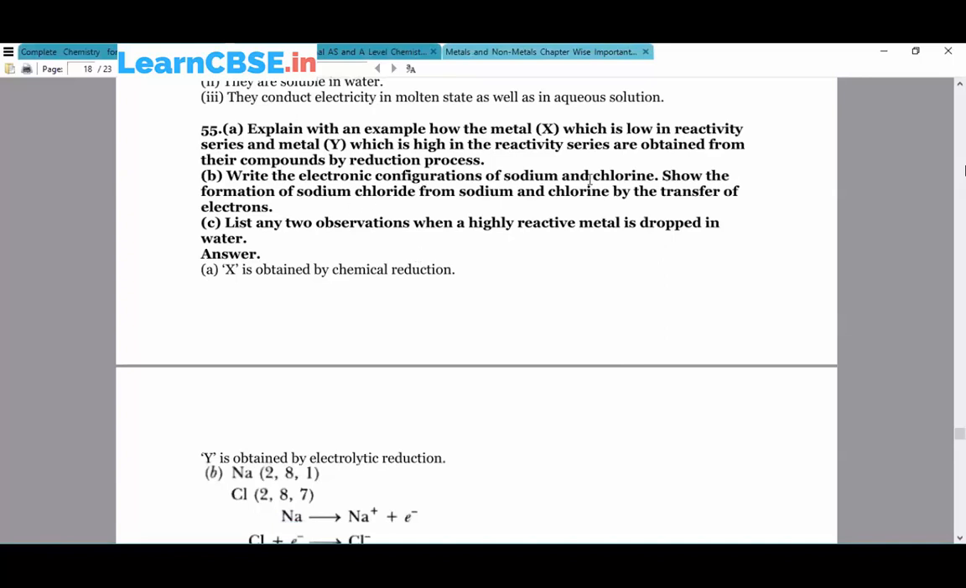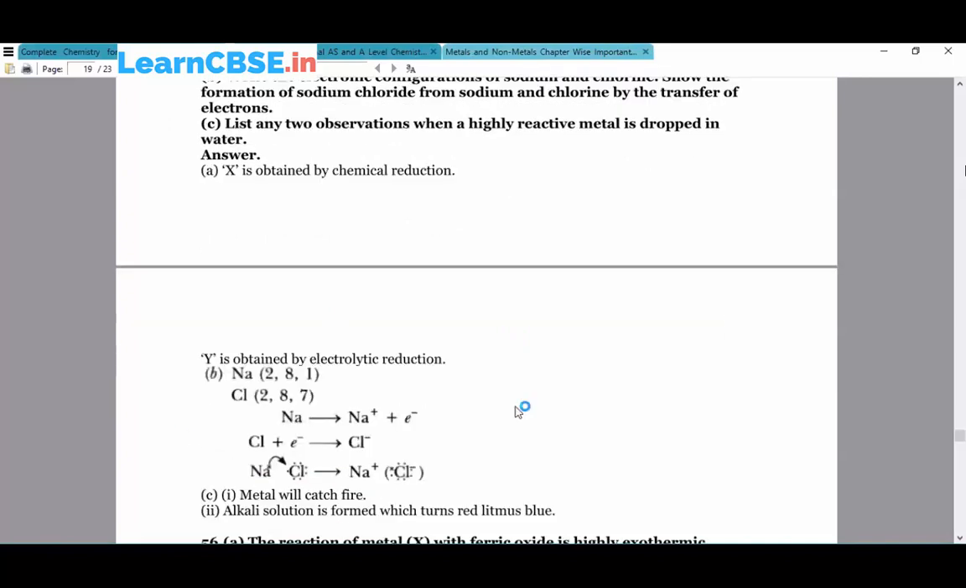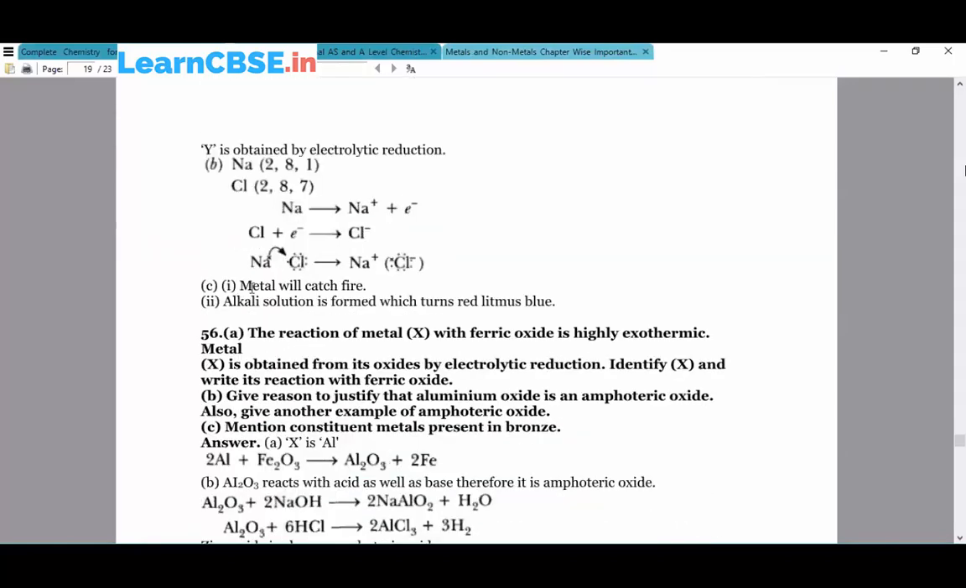Write the electronic configurations of sodium and chlorine. Show the formation of sodium chloride from sodium and chlorine by the transfer of electrons. So sodium has the electronic configuration 2, 8, 1. Chlorine has 2, 8, 7. Sodium loses the one electron present in the outermost shell and becomes Na+. At the same time, chlorine gains one electron, which completes its octet. So Cl + e- gives Cl-. The moving of electrons from sodium to chlorine forms Na+ and Cl-.